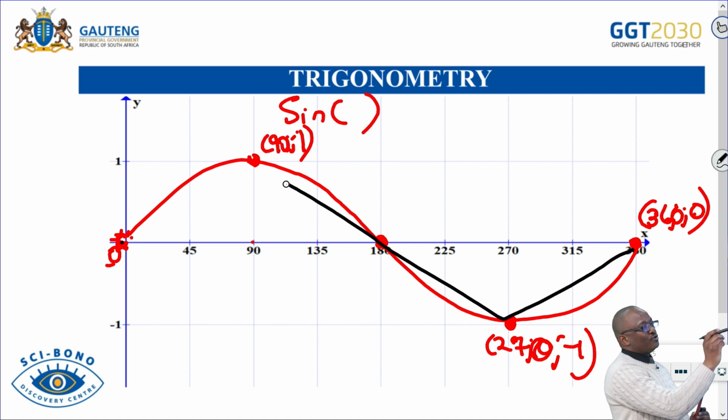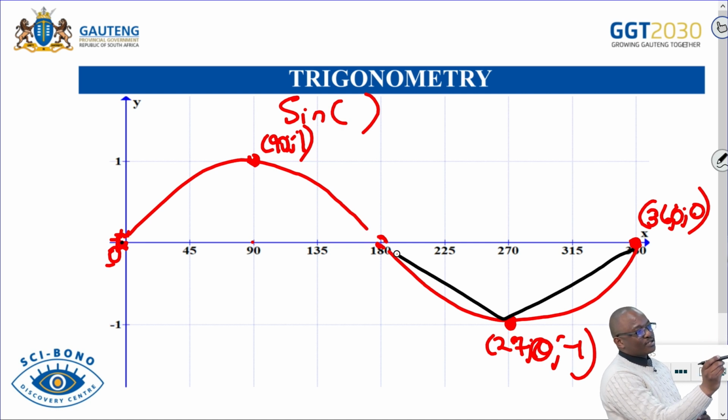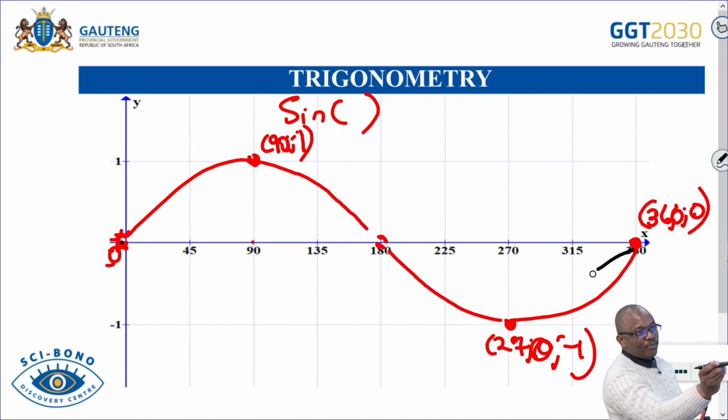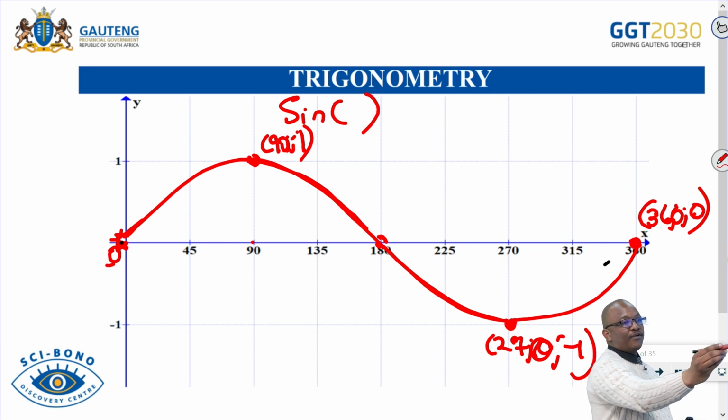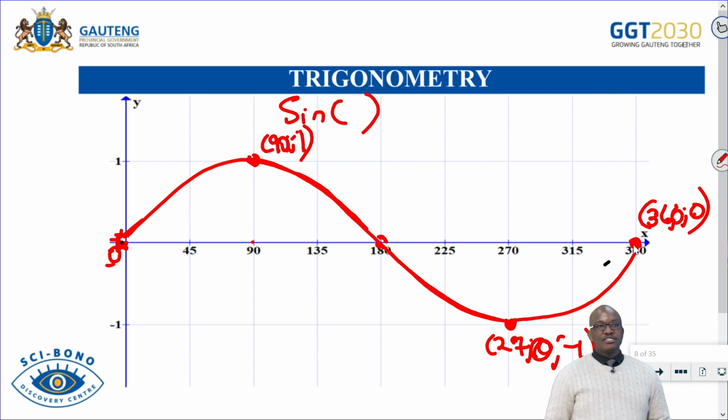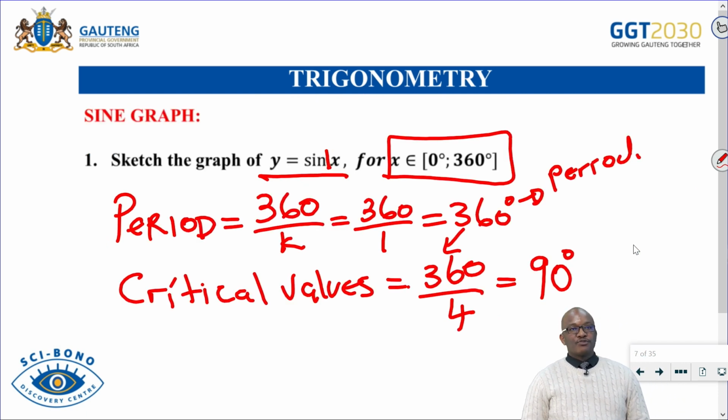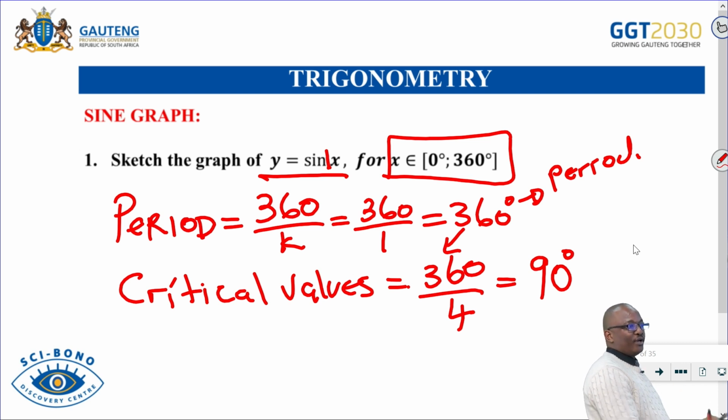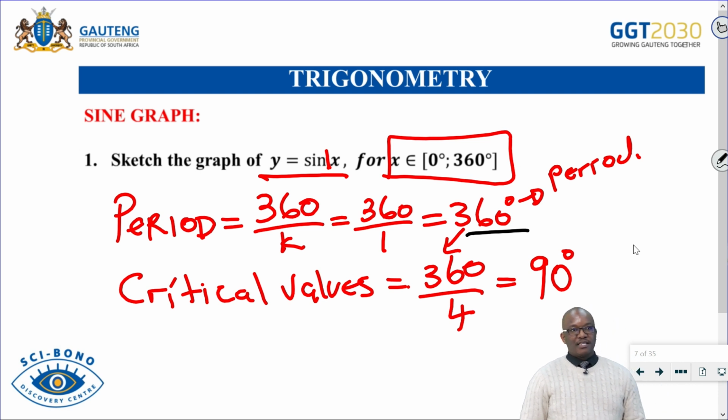You can't join those points using a straight line. You must always use curves. So now, after drawing your graph, the questions will come to say, now calculate the period of the graph or determine the period of the graph. The period, we have already determined from our previous slide.